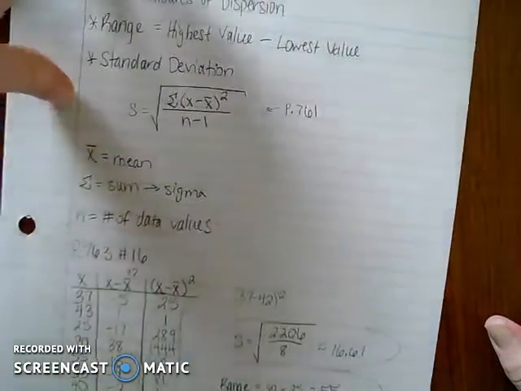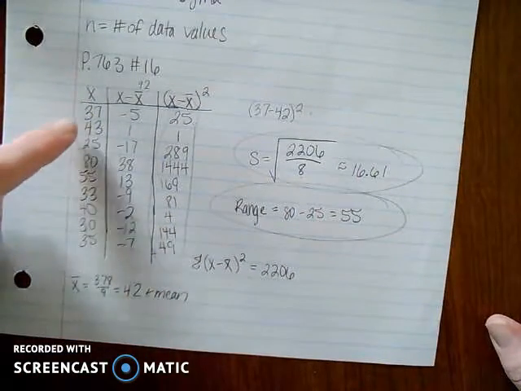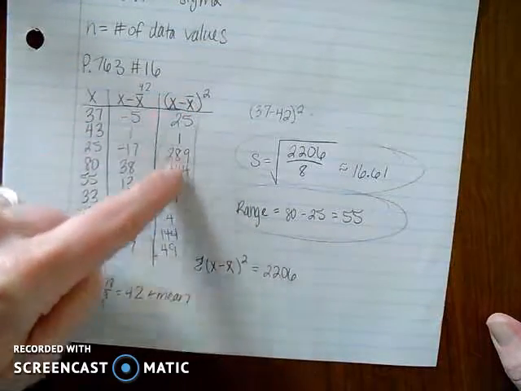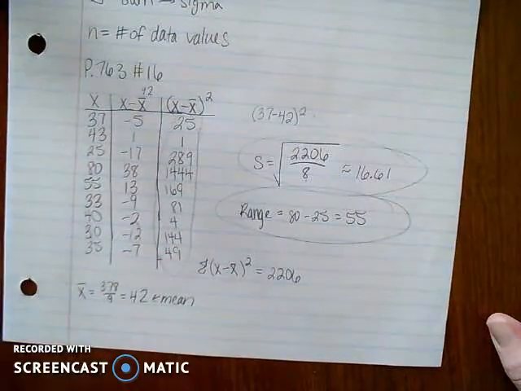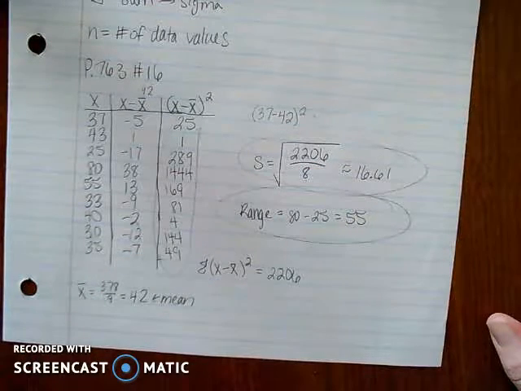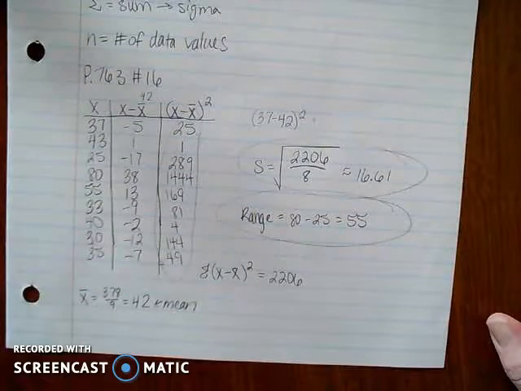Okay, so I know this formula looks really, really scary, but it's not too bad once you break it down. Again, calculate your mean, take each number minus the mean and square it. Then you add all those together. That's where this 2206 comes from. You have to take the square root of that number divided by n minus 1. So there were 9 data values, so that's why I divided by 8.